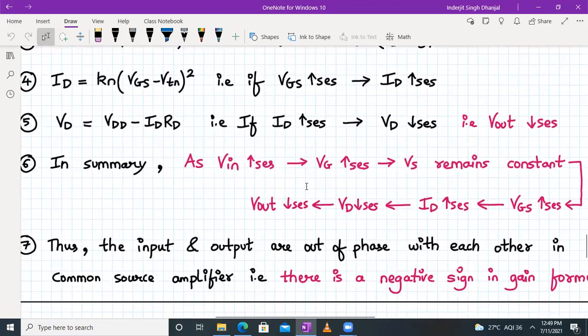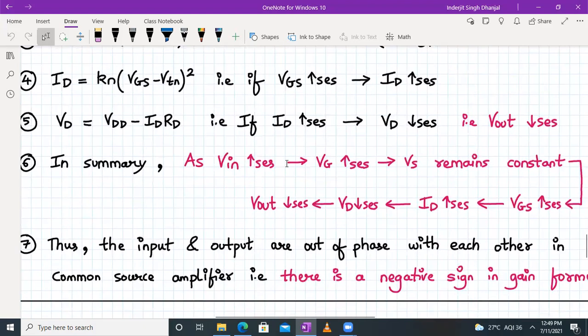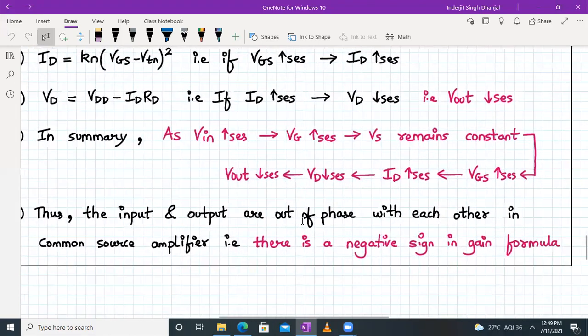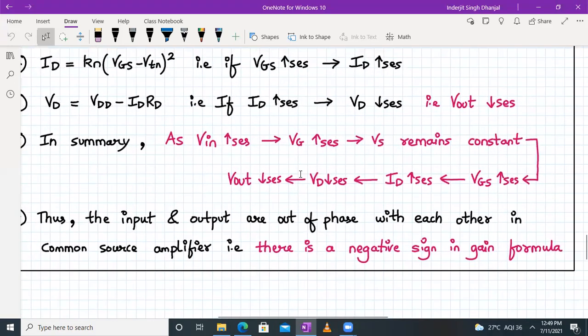In summary, if Vin increases, your gate voltage increases and your source voltage remains constant, so your VGS will increase. With VGS increase, ID will increase. If ID increases, your drain voltage will reduce, and if the drain voltage reduces, your Vout will reduce. That is why we say that the input and output are out of phase with each other in a common source amplifier. That is, there is a negative sign in the gain formula.